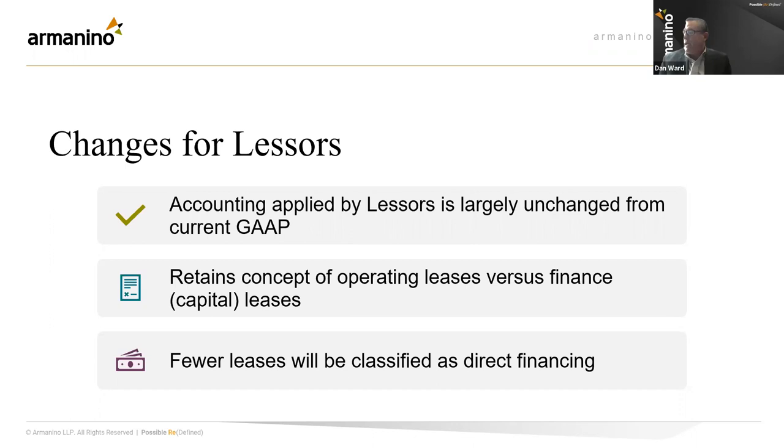There is some new guidance on initial direct cost capitalization for lessors to match similar ASC cost-to-acquire-a-contract guidance. For some lessors, this may result in recognizing more expenses before the start of a lease and higher margins on lease income earned over the lease term. Since the changes are really not that significant for lessors, this webinar will be focused on the lessee side of accounting.